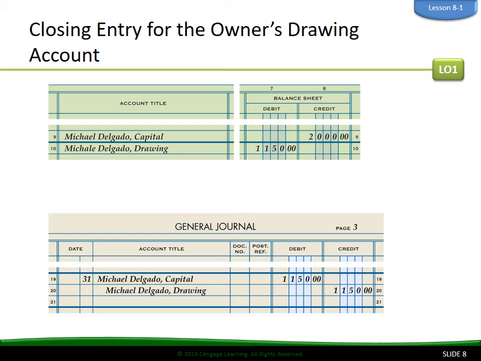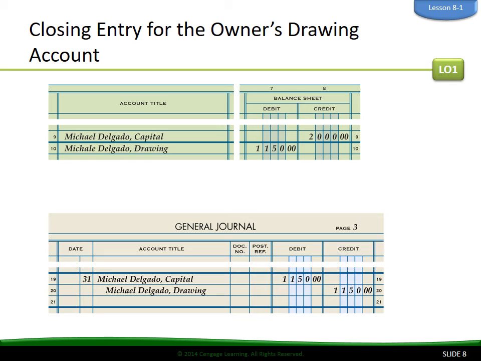When you close out drawing, you don't have to use the income summary. The income summary, you just use the sales, revenue, and the expenses. With drawing, we're actually just going to close it out by putting it directly into capital. So because the drawing account is a debit, to close that drawing account, we would have to credit it. And you can see that credit right here. But again, anytime we have a credit, we also have to have a debit.